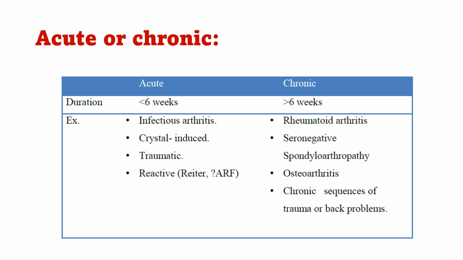Also, we will think about acute crystal-induced arthritis. The most common type of crystal-induced arthritis, of course, is gouty arthritis. Also, we may think that this is trauma, so I have to ask the patient if there is any history of trauma to the joint involved, and also post-infectious or reactive arthritis. As regards the chronic, all systemic autoimmune diseases can lead to chronic arthritis, like rheumatoid arthritis, seronegative spondyloarthropathy, also systemic lupus, and also degenerative joint disorders like osteoarthritis.